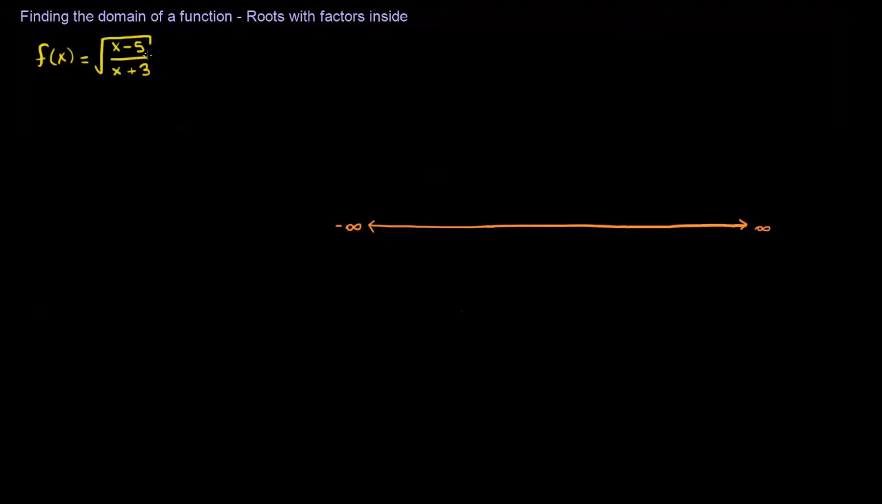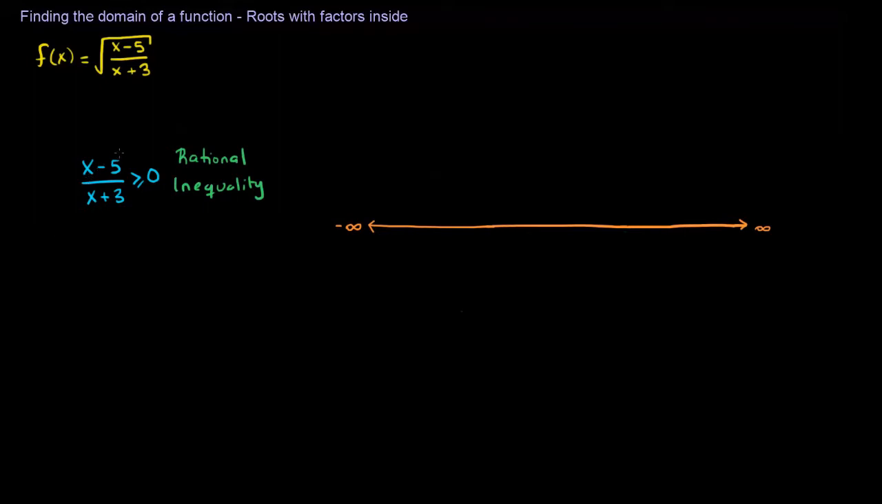In the beginning, and I think you will notice on the way, it's very similar to what we have done before. I'm going to start by taking what's inside the root, x minus 5 over x plus 3, and set it greater or equal than 0. Now this thing we have here is called a rational inequality, and the way to solve it is very similar to what we have done before.